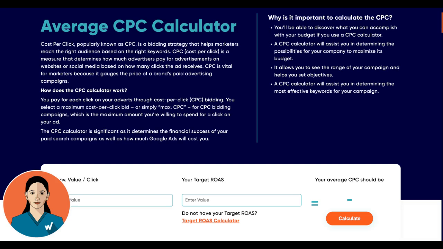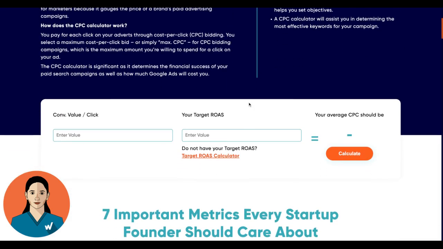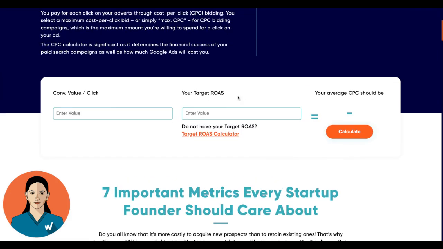But why is the average CPC calculator important? Well, like I said, it's important to find the right balance between your CPC and ROAS for campaign success. By estimating your ideal CPC using this calculator, you can set realistic campaign budgets, optimize your bids for better returns, and make data driven decisions about your ad spend. So let's use the calculator.